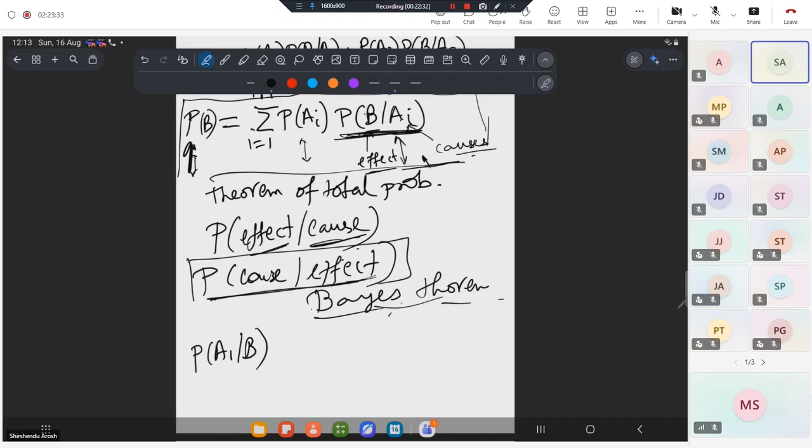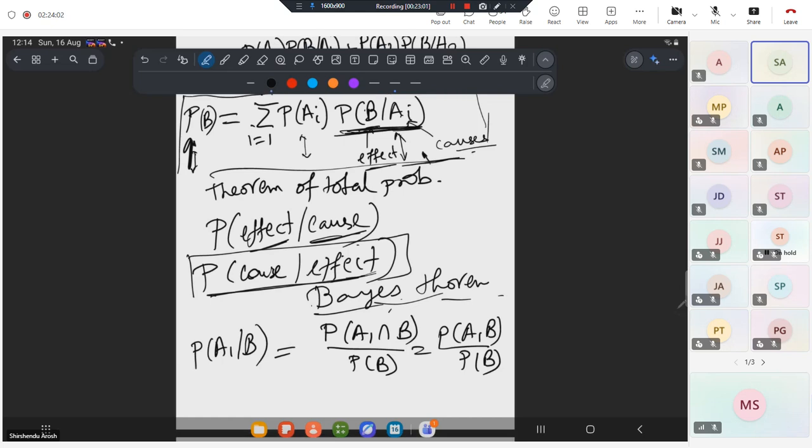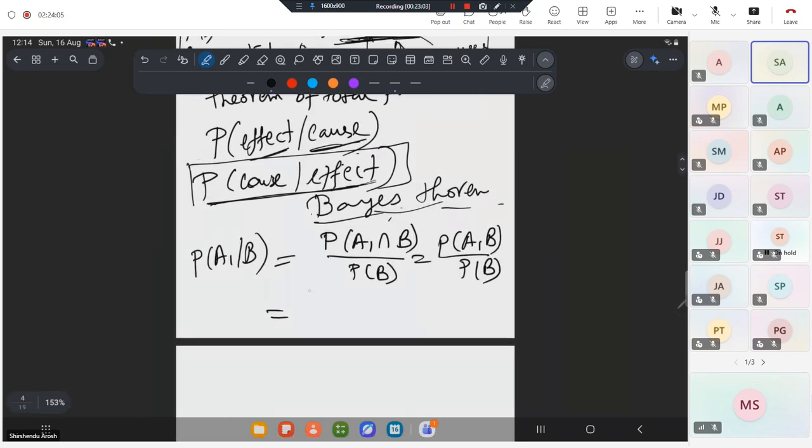Given that I am late, what is the probability that this is because of that cause? That is what I am trying to find out. Using the theorem of compound probability again, I can write P of A1 intersection B by P of B, or P of A1 by P of B. Using the compound probability here, it will be P of A1 times P of B given A1, by P of B.